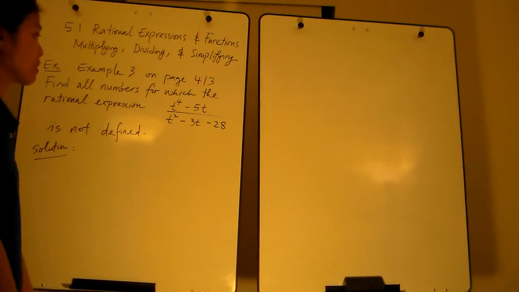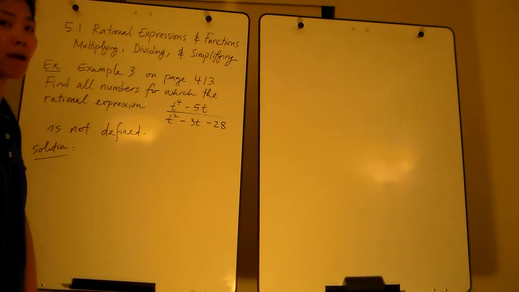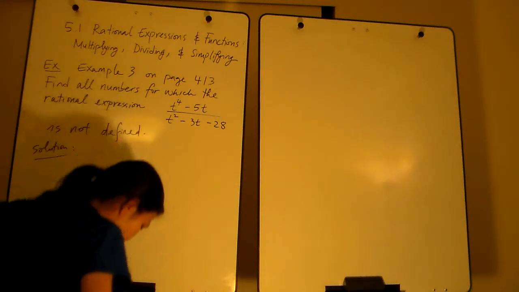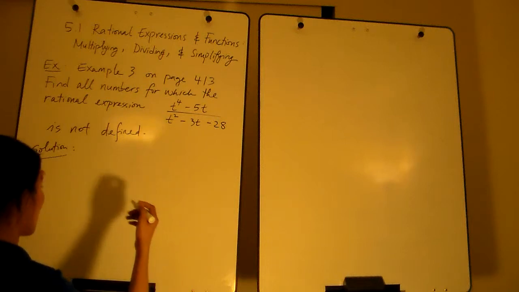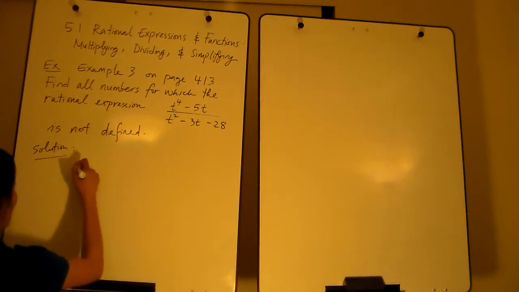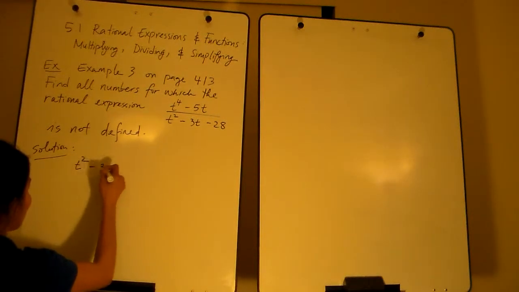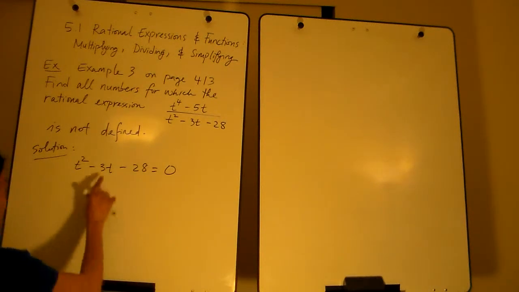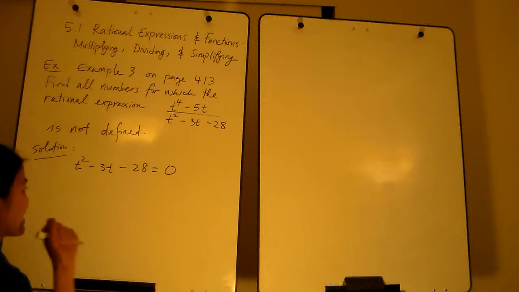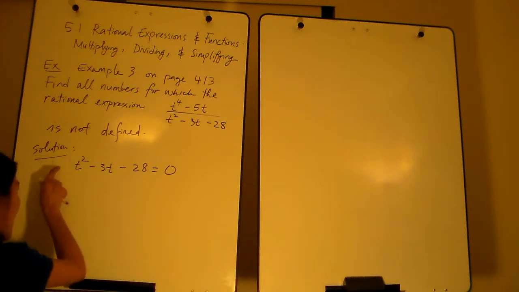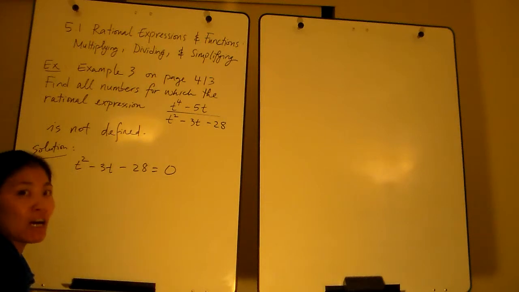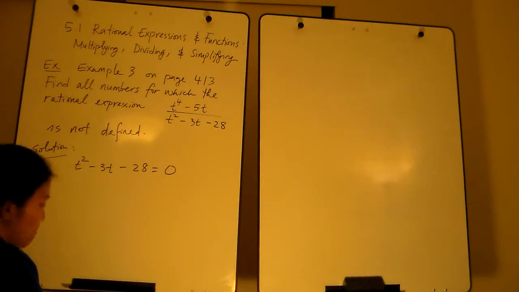Okay? Now, we need to find what t will make the denominator equal to 0. To find that t, we need to solve for it. So let's set the denominator equal to 0 and solve for t. We want to find what t will make this denominator equal to 0. If we know those t, we can avoid those t, okay?